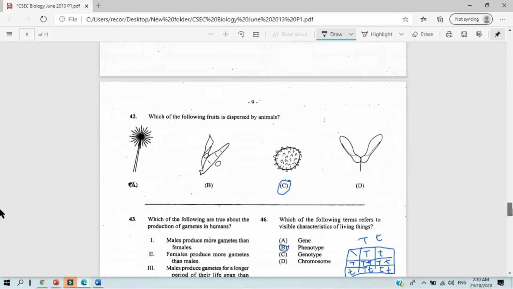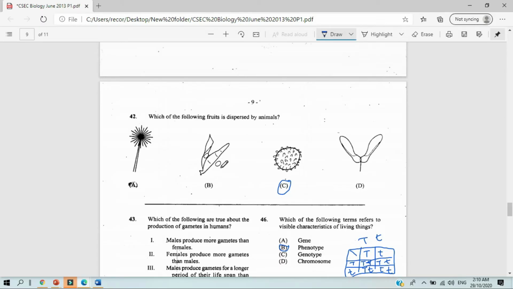Alright, 42. Nice one again. This one is from the textbook, probably straightforward. Which of the following fruit is dispersed by animal? Alright, so if you look here, this has some hooks on it that would make it very easy to adhere to the clothing or the wool of animals, that type of thing.